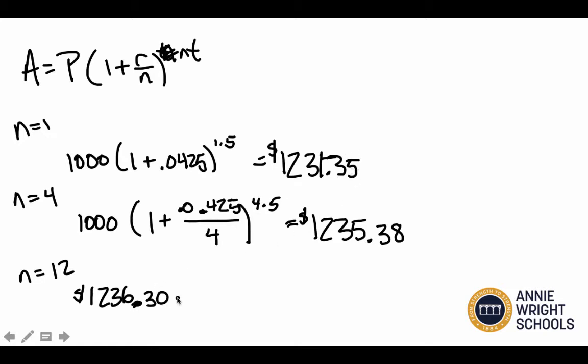And then lastly, if I change it to 365, interest compounded daily, I end up getting even more money, and that amount is only slightly better than monthly. And this is when you take interest every day, you get $1,236.75. Good. Now, how does this work?